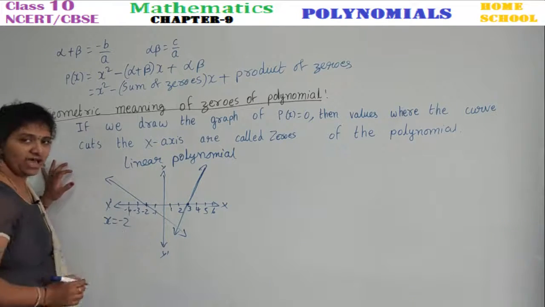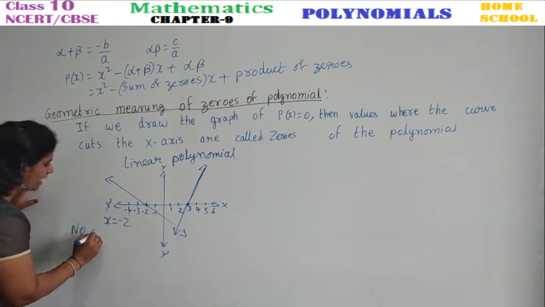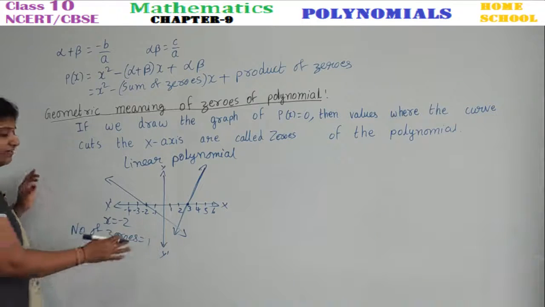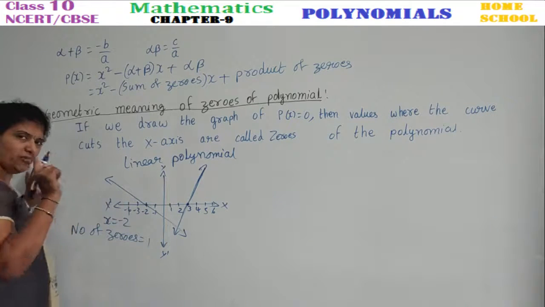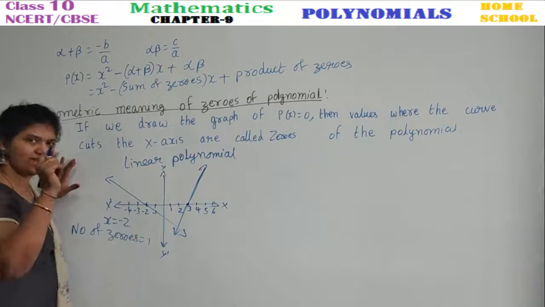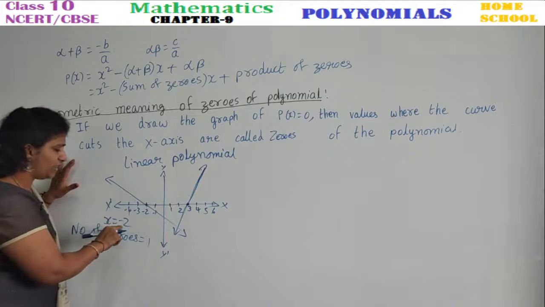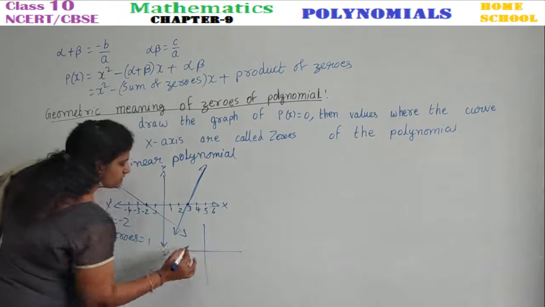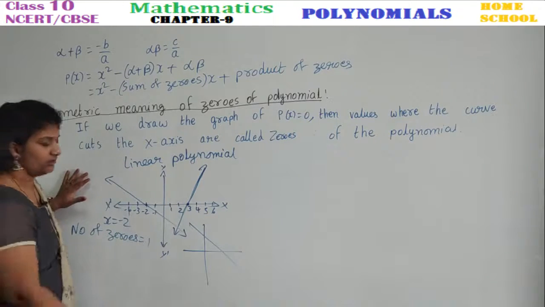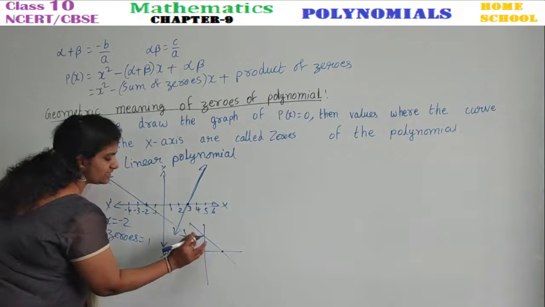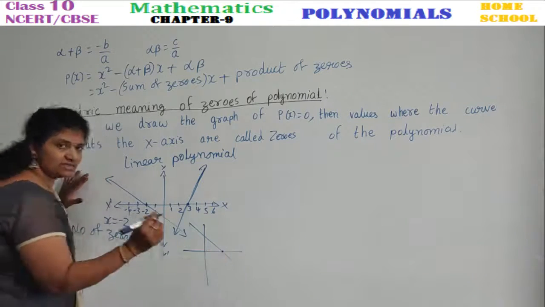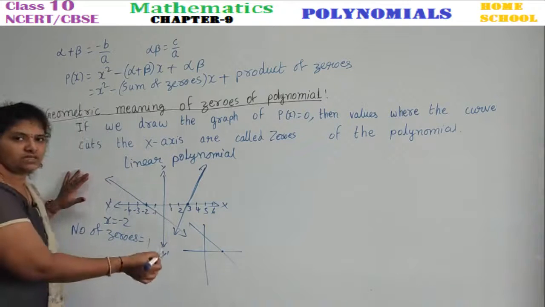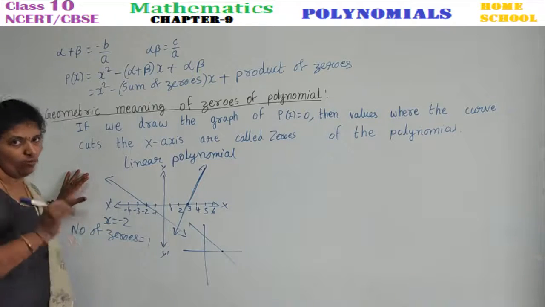How many zeros does it have? It has only 1 zero. The value is not 1. At only one point it touches, therefore it has 1 zero. What is that zero value? Minus 2. Okay, let's see one more, children. Suppose you have a line like this. It is a linear polynomial and it is cutting the x-axis at one point. Therefore, the number of zeros of this polynomial is equal to 1.